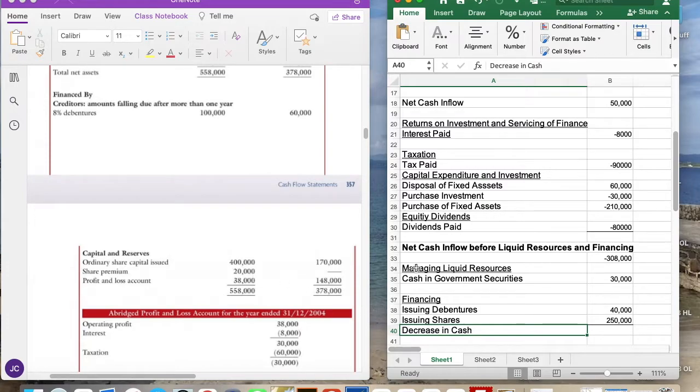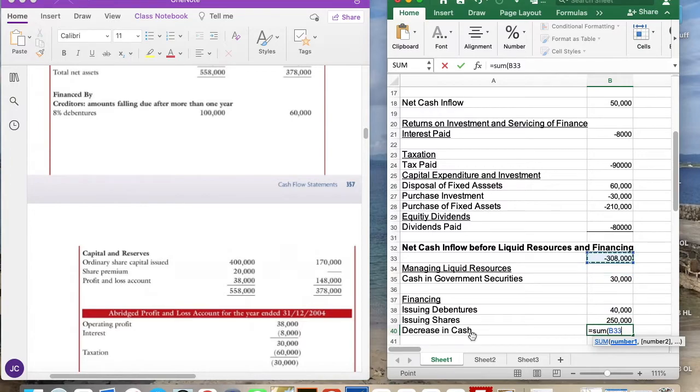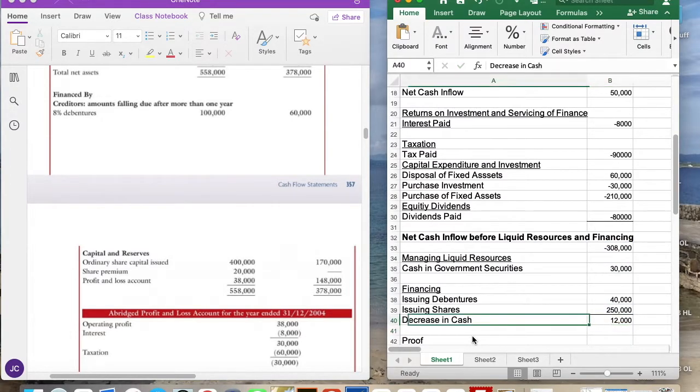Okay, so now we start with 308. We're going to add on that and see, does it increase or decrease our cash? So it's minus 308, we're adding all the other numbers to that, and we end up with a plus figure, so that's an increase in cash. Ooh, I spelled it wrong.